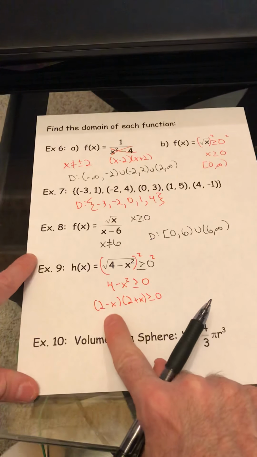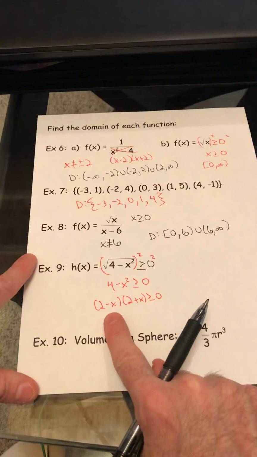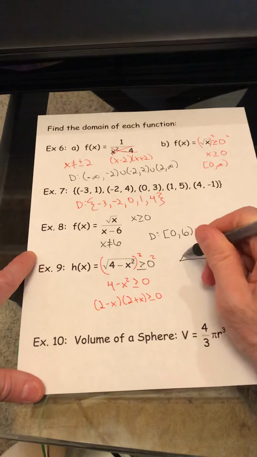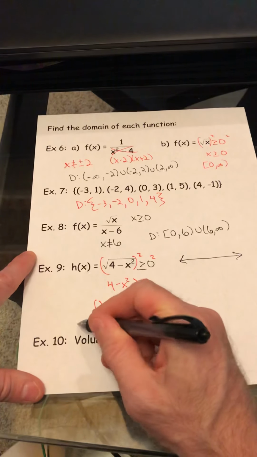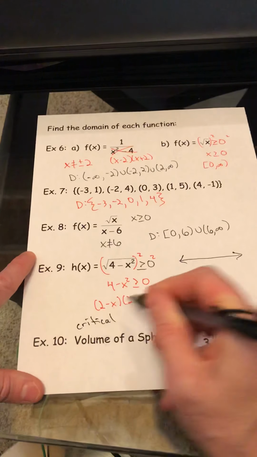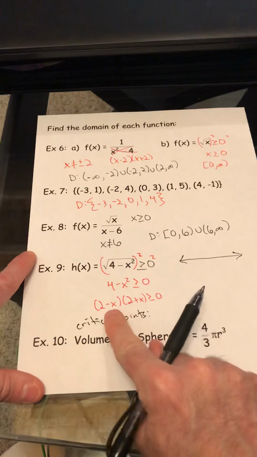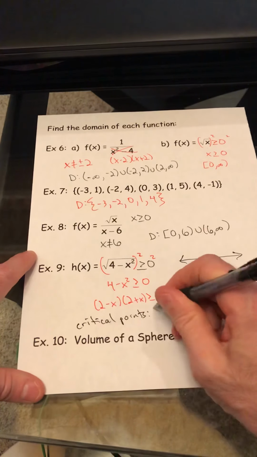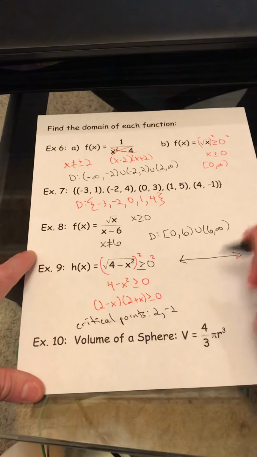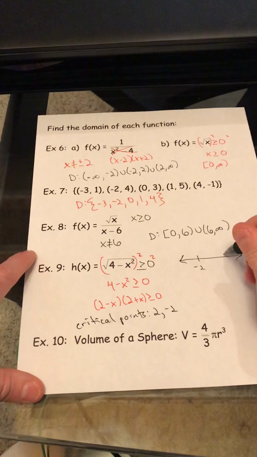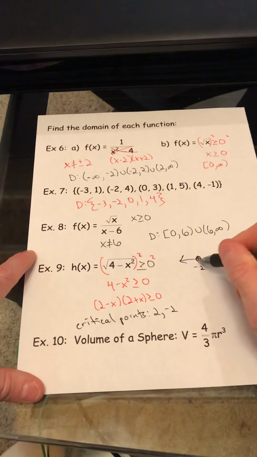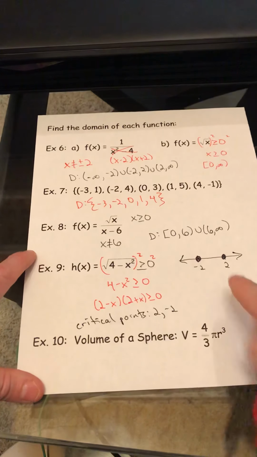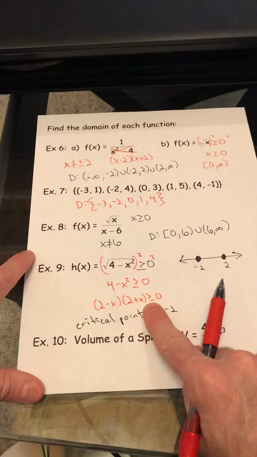Now, we're going to use this term throughout the course of the year, and I'm even going to set up a number line here. And we're going to talk about what our critical points are. They are the values where you have zeros. Well, for 2 minus x, where does this equal 0? Positive 2. 2 plus x, negative 2. Now, from here, we can plug in some values to determine whether this is greater than or equal to 0 or not.